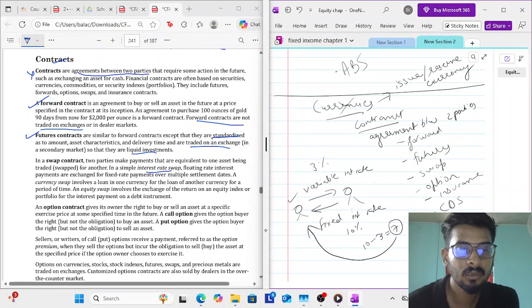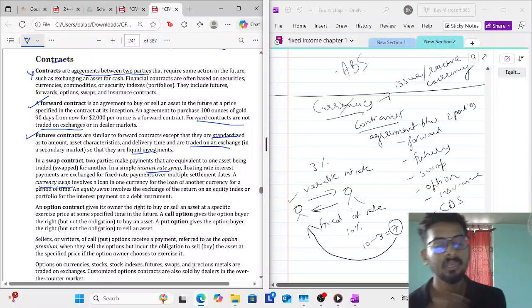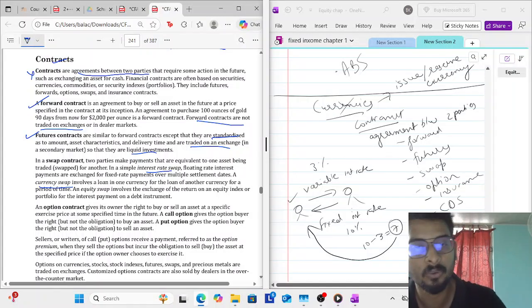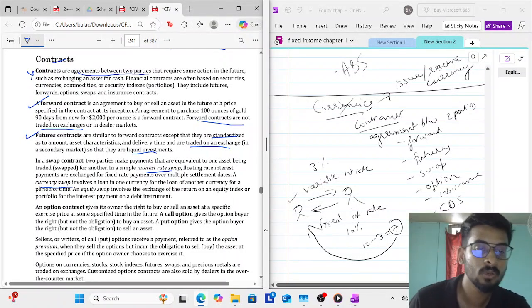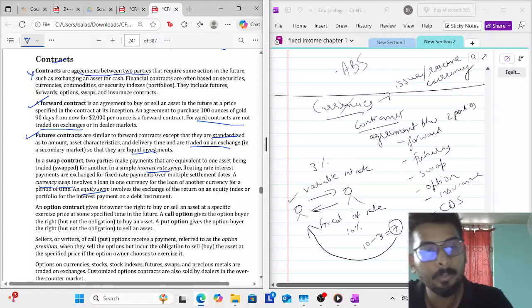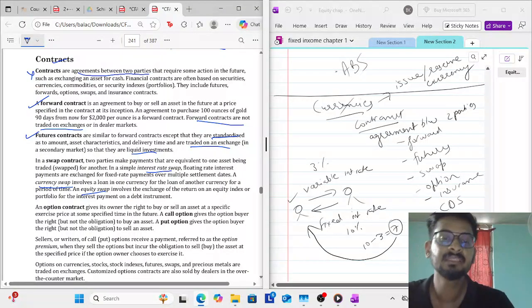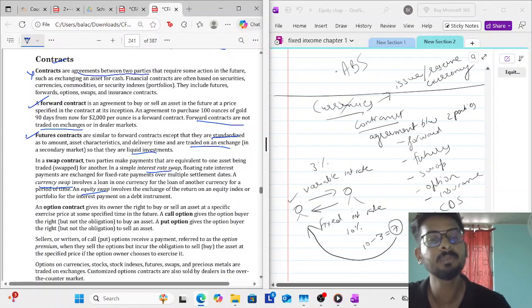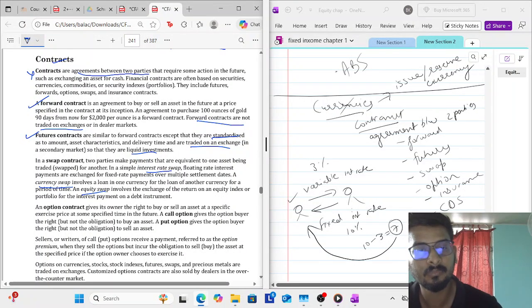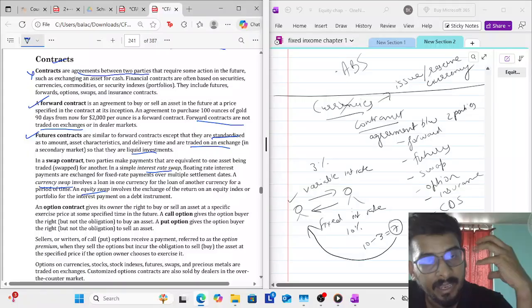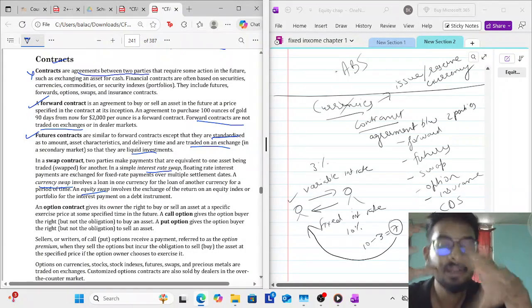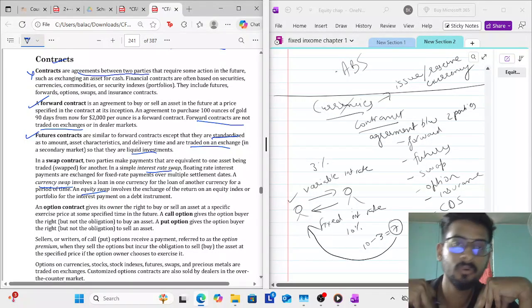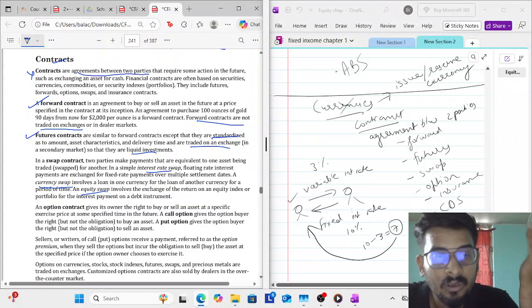Now another one, a currency swap, involves a loan in one currency for a loan of another currency. You give me dollars, I will give you Indian rupees, everything for a loan, for a period of time. Now there is one more thing, the equity swap. An equity swap involves the exchange of the return on an equity index or portfolio for the interest payment on a debt instrument.